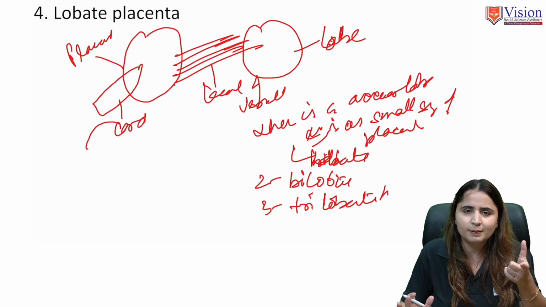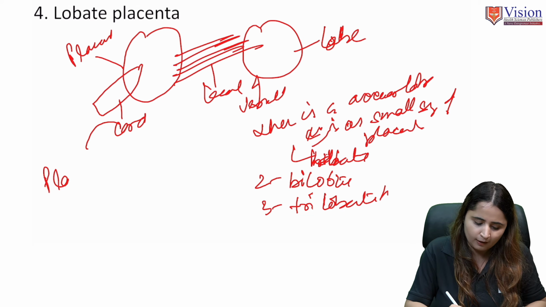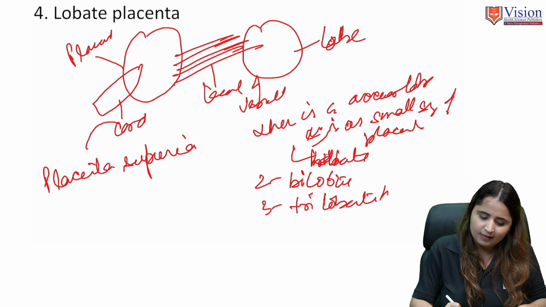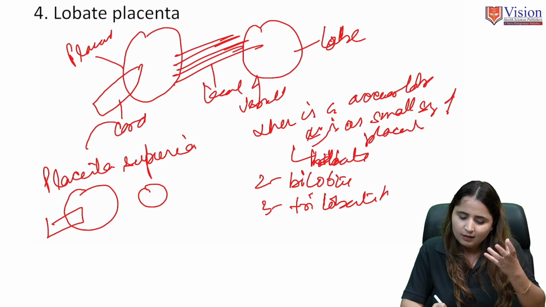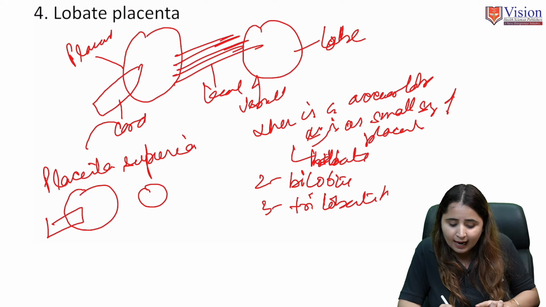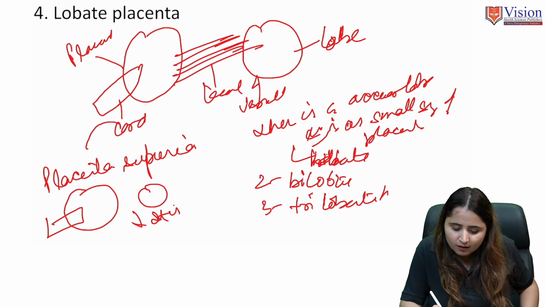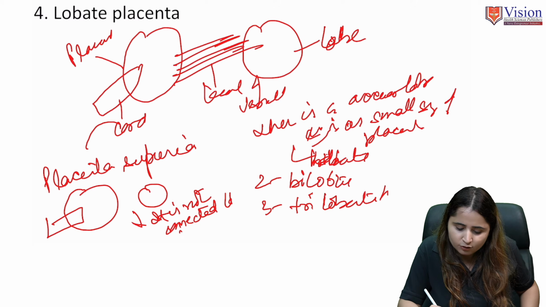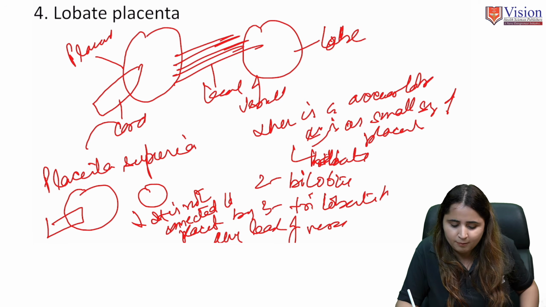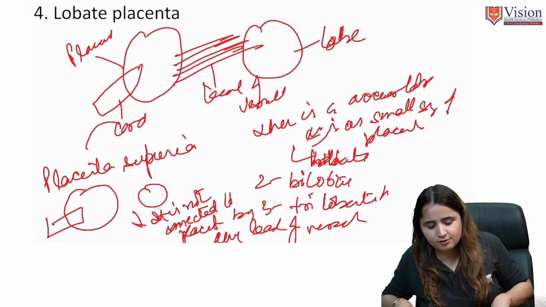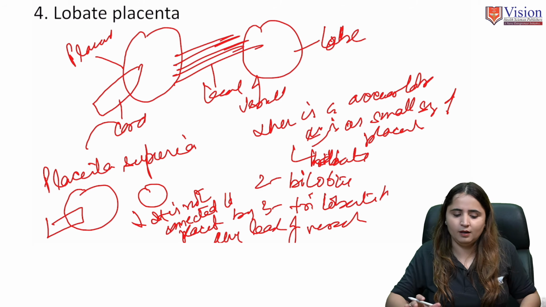And there is one another placenta, that is placenta succenturiata. There is a placenta with the umbilical cord, and a very small accessory lobe is present, and it is not connected to the placenta by any leash of vessels. ये placenta के साथ connected नहीं है. It is called the placenta succenturiata.